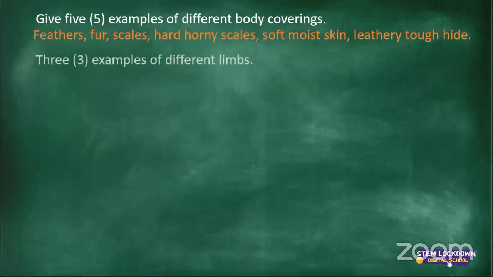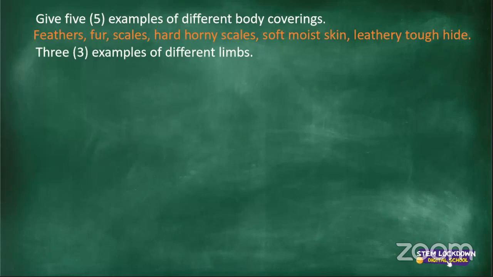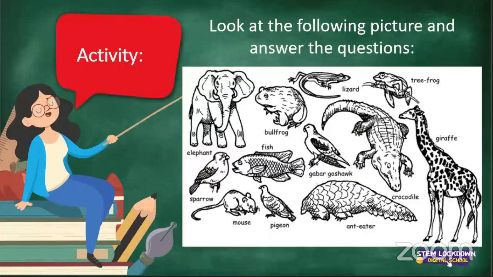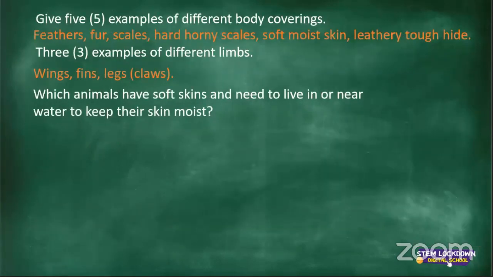Okay, your next question. Name 3 examples of different limbs. Let's quickly see again. Someone said wings, good. Someone said legs, hind legs, you are all right. Fins, there we go. You have mentioned 3. Well done, smarty class. Okay, I said wings, fins, and legs.